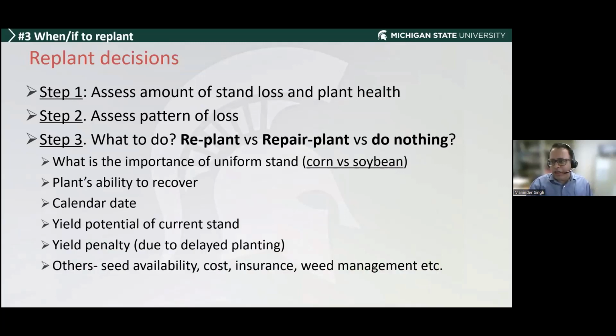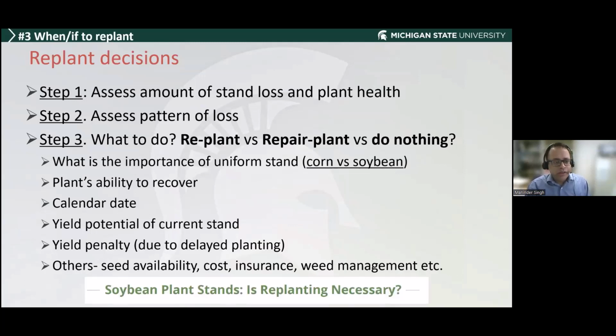So again, there are charts and tables out there that will show you the yield potential of the current stand compared to the yield potential of your new stand, right? Because there is a delayed planting penalty there. So a few things to keep in mind there. And we again have a fact sheet on this aspect as well that we can put a link to in the chat box that goes into more detail about how to think about replanting, at least for soybeans.